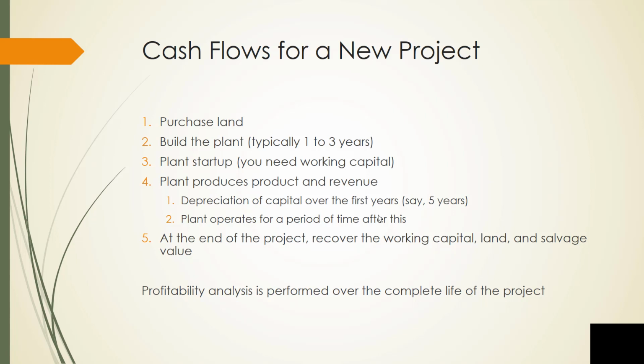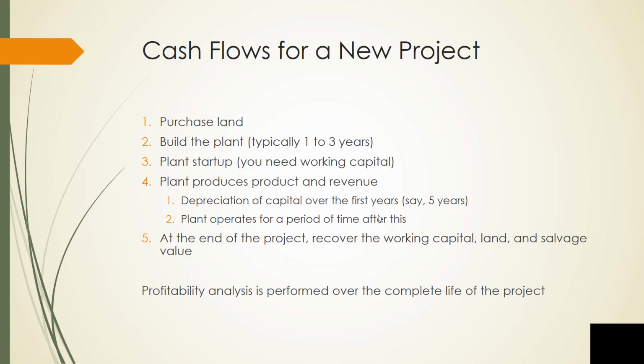Once the plant is completed, you're ready to start up the plant. But in order to do that, you need to have some working capital. This means you have to have cash on hand so that you can pay your employees for the first year. You can buy raw materials. You can operate a waste treatment facility if necessary. You can use electricity. All of the expenses that are going to go into our cost of manufacturing, you need to have that first year's capital on hand.